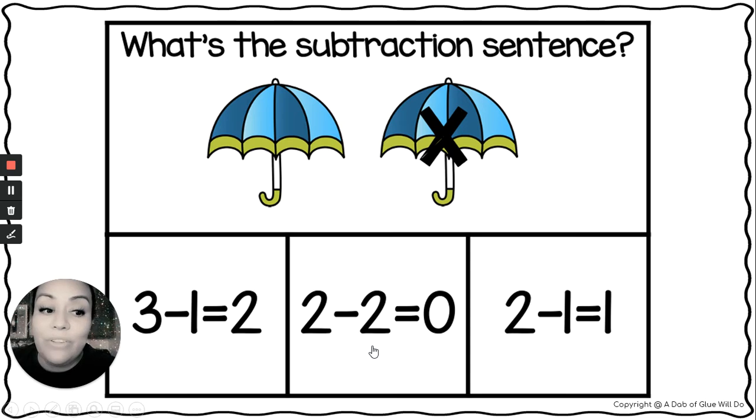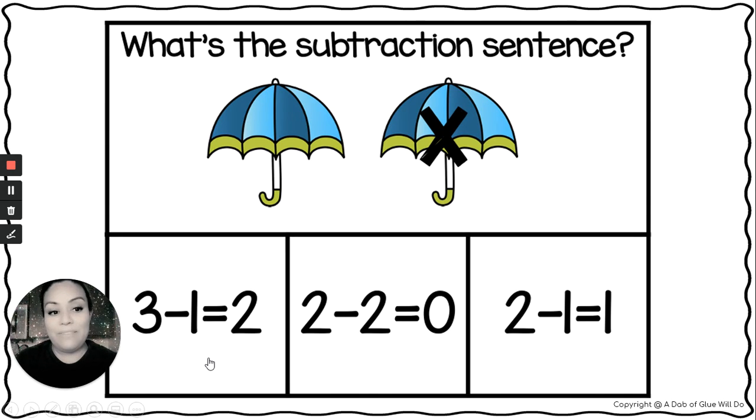Raise your hand if you can tell me the subtraction sentence. All right, I do see that we have 2 umbrellas, and we took away 1. 2 minus 1 equals what? Yes, 1. 2 minus 1 equals 1. Don't forget to say the sentence. Which one is the number sentence? Is it this one?